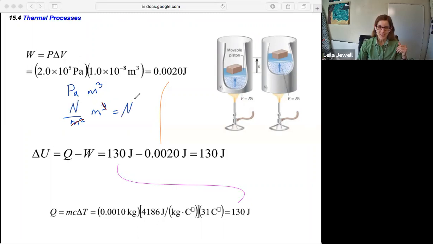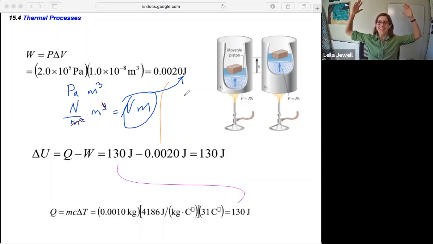All right, so newtons times meters, when those multiply together, they indeed give us the unit of joules. So it does work out, promise. Pressure times volume does still give us our favorite unit, joules. So we do have that. All right, then we have our first law, change in internal energy is Q minus W.